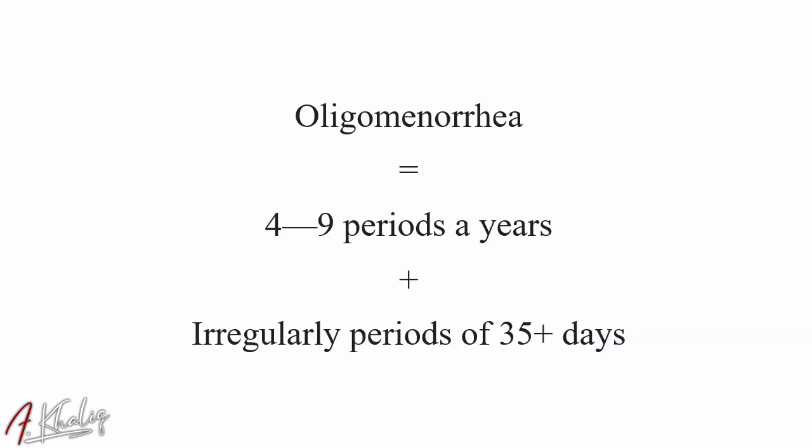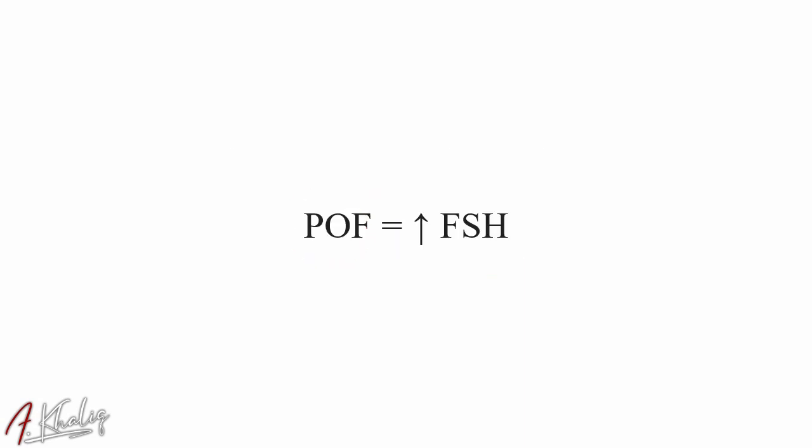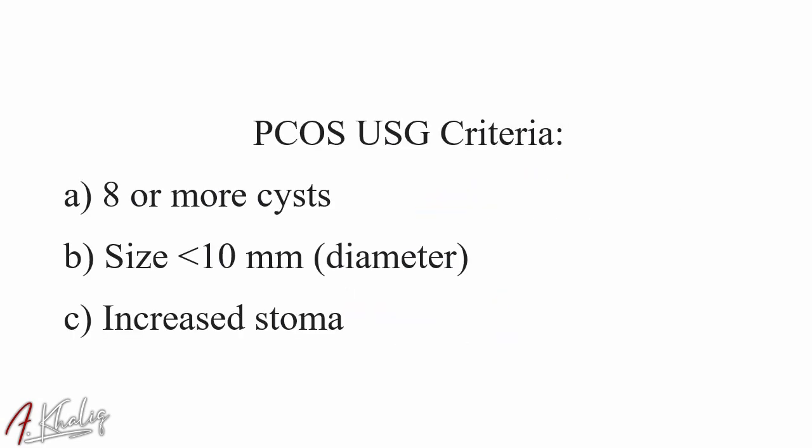Oligomenorrhea is defined as 4 to 9 periods a year, plus you're going to have irregular periods for more than 35 days. POF is the cessation of periods before 40 years of age. In POF, you're going to have increased FSH, while in PCOS, which is polycystic ovarian syndrome, you have increased LH, or you can say increased LH to FSH ratio, and there's increased amount of testosterone. Now, the ultrasound criteria for PCOS: you're going to have 8 or more cysts, the size of those cysts is going to be less than 10 millimeter, and there's increased stroma.